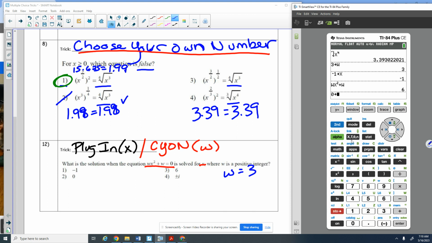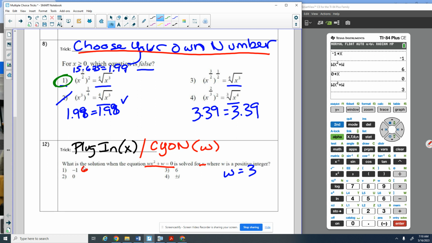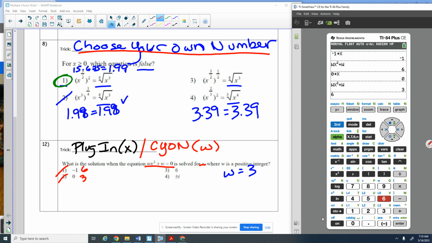Then I'm going to store the second answer choice as x. And then from here, it's pretty quick because I already have everything typed in. I already have my w stored. That one equals 3. So here I got an output of 6. Here I got an output of 3. Neither of those are the answer. I'm trying to get it to equal 0. So I'm going to do 6 store as x. That equals 111. And then I'm going to do i, which is right here on the decimal, store as x.